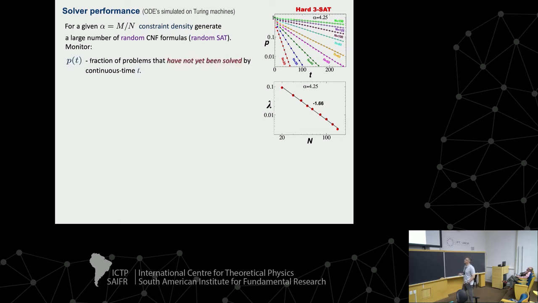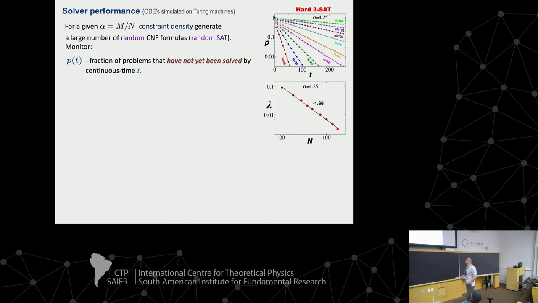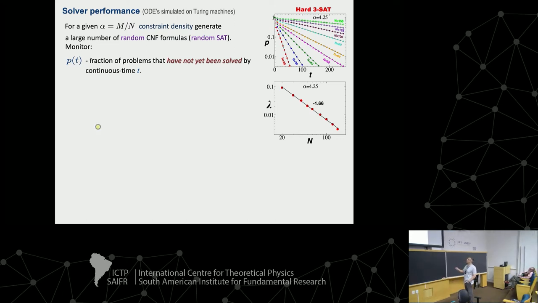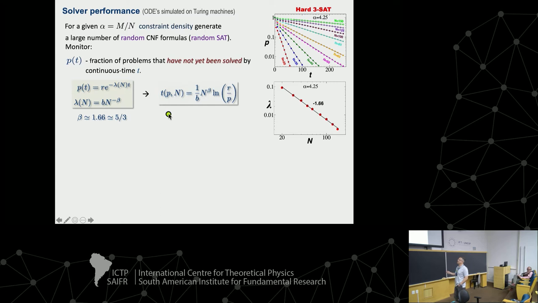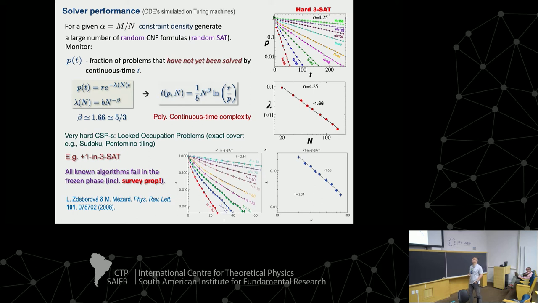And if we monitor the fraction of problems, after choosing randomly many, many problems, that have not yet been solved by continuous time t at the given constraint density, then we see that the fraction of problems that have not yet been solved decreases exponentially, which means that the problems are solved quickly. If I write this down mathematically, I have this expression that's shown here, and now I measure the decay rate, and the decay rates have polynomial scaling. If I combine the two, I find that the time needed to miss not more than a p-th fraction of the hard 3-SAT problems chosen scales polynomially with the number of variables. So it means that the continuous time complexity is polynomial, where beta is about 5/3.